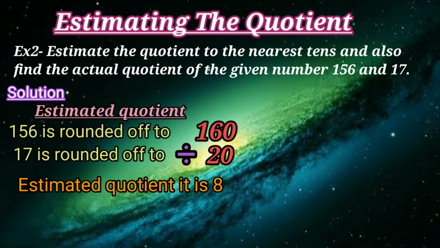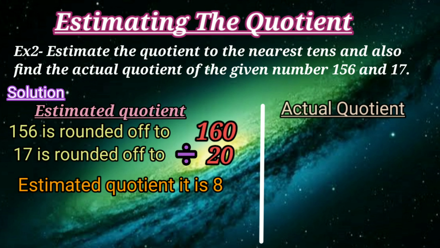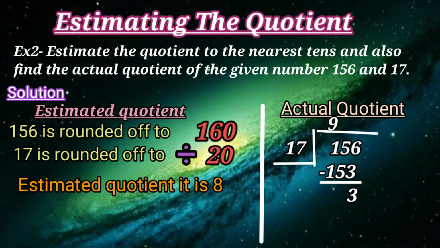To find the actual quotient, we divide 156 by 17 and get the quotient as 9. Thus, the actual quotient is 9.